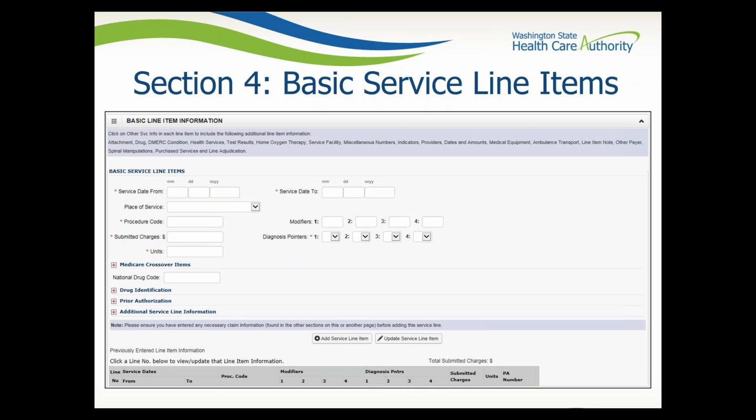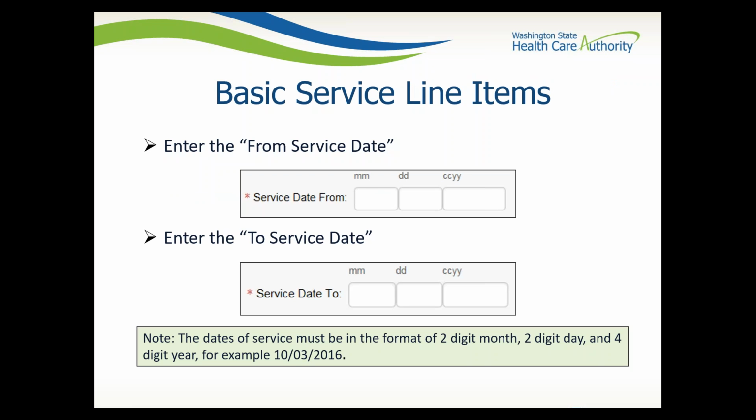That completes Section 3, and now we will review Section 4, basic service line items, again covering each required entry. The first required fields are the from and to service dates. These must be entered in complete digits as noted on the screen, such as using a 4-digit year.